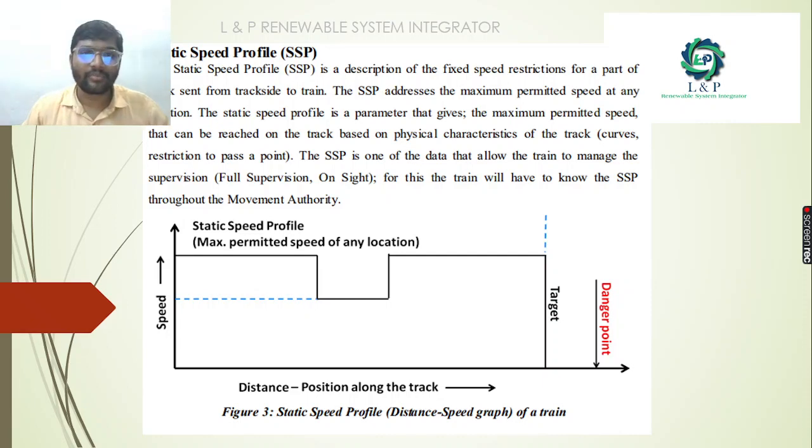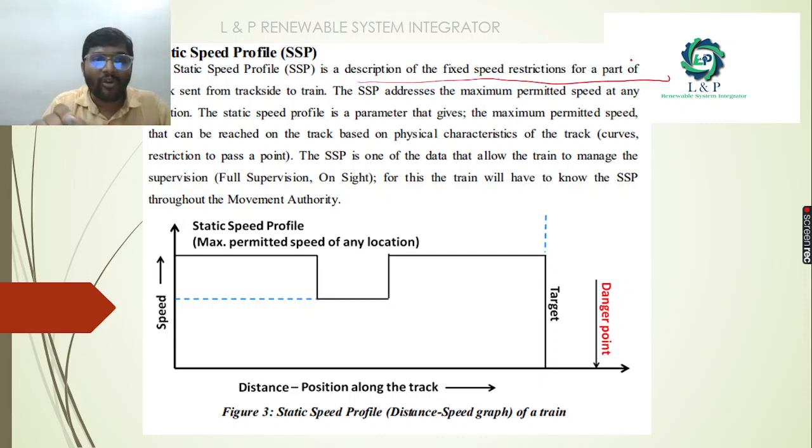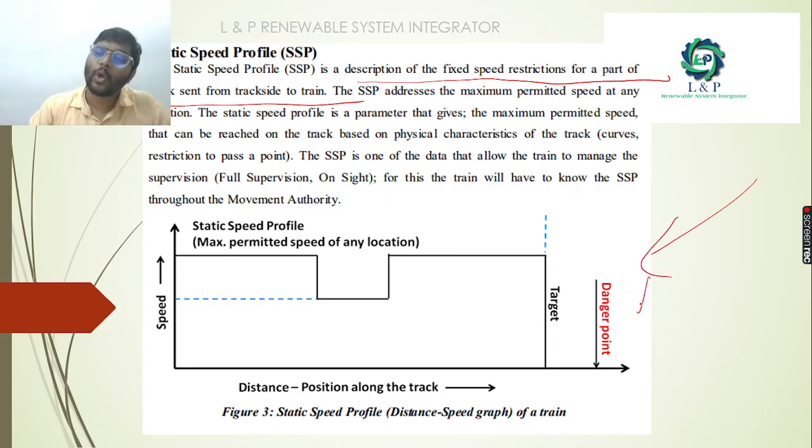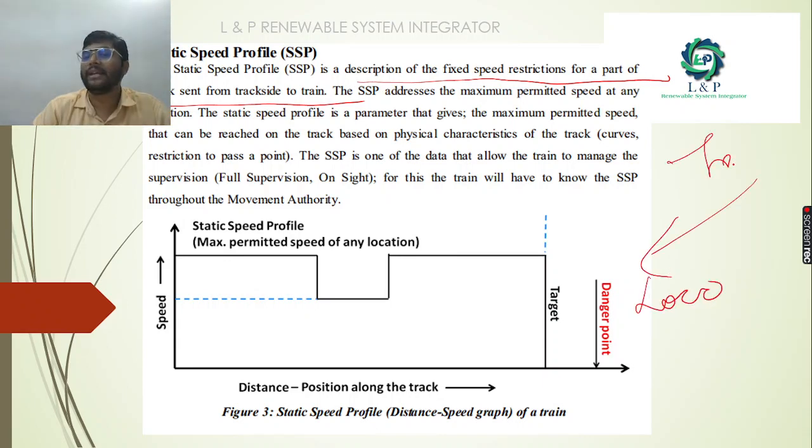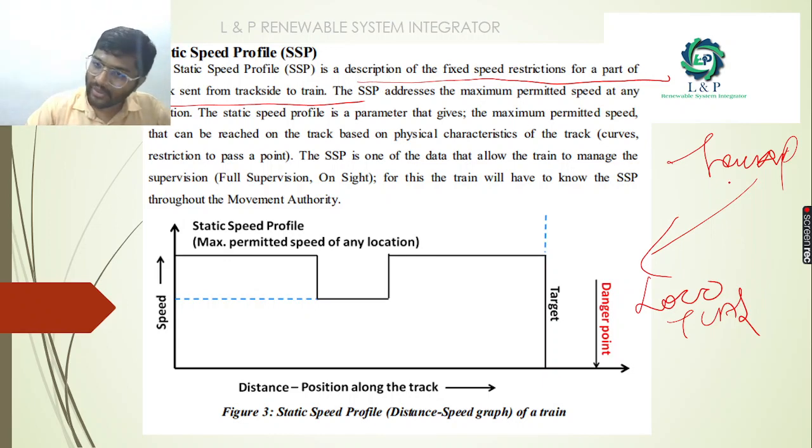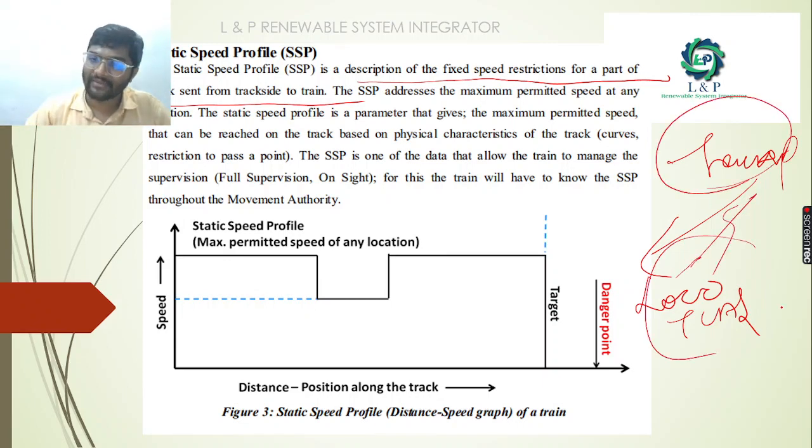What is the static speed profile? It is a description of the fixed speed restriction for a part of a track, sent from the track side to the train. So from the track side, the signal will be sent to the loco. Track side signals will be sent to the loco train collision avoidance system. If there is any fixed speed restriction, we will often send and receive signals between the track and the loco.